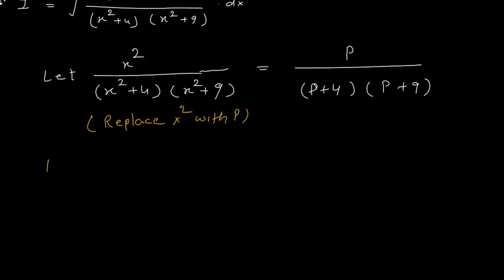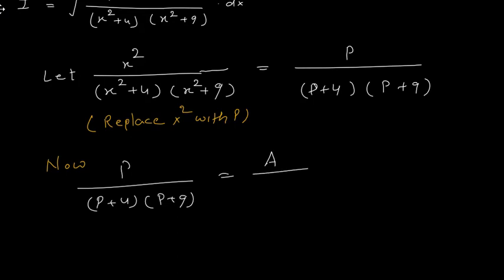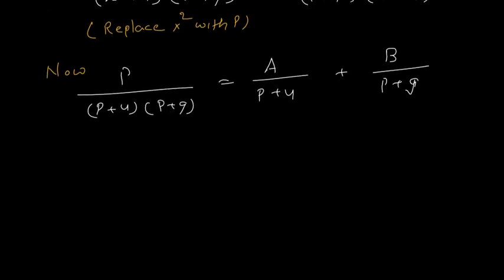Now p upon p plus 4 into p plus 9, I will take as a upon p plus 4 plus b upon p plus 9. So here I have only two unknowns, a and b. Now by cross multiplying I will get p equal to a into p plus 9 plus b into p plus 4.